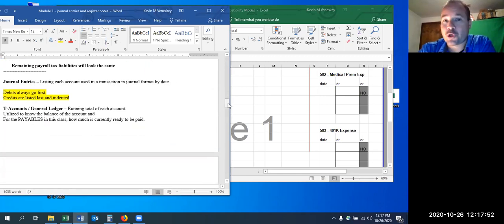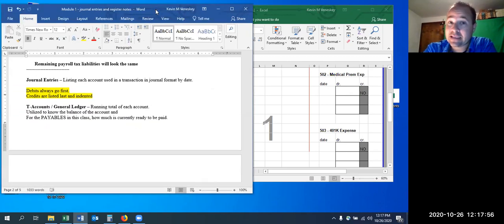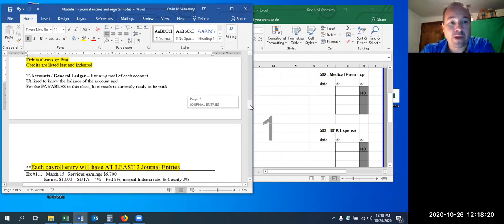Okay, when we're doing a journal entry, debits, whatever is on the left side of the T account, always go first. And credits are always going to go last. So hopefully you've learned that in Accounting 101 or are currently getting ready to learn that. But just keep that in mind. Debits always go first. Credits always go second. These T accounts are our running total of our balances. So we always have an idea of what we owe and when.